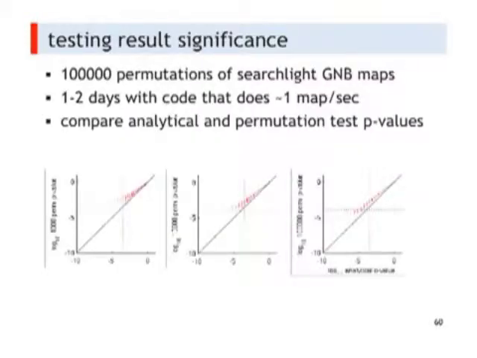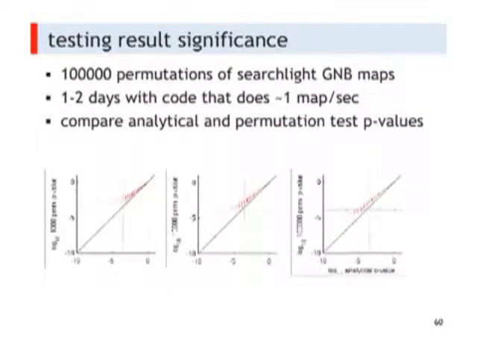But just for us to see what this looks like, and I'll have to speed up here to tell you about the last bit because I'm almost out of time, we actually ran 100 through 100,000 permutations for that 2-class data set. We have code that does 1 map per second, and even that takes a couple of days to run. And what I'm plotting here is just the log of the p-values. So on the x-axis is the analytic one, from the smallest p-values to the largest ones. And on the y-axis is the permutation p-value.